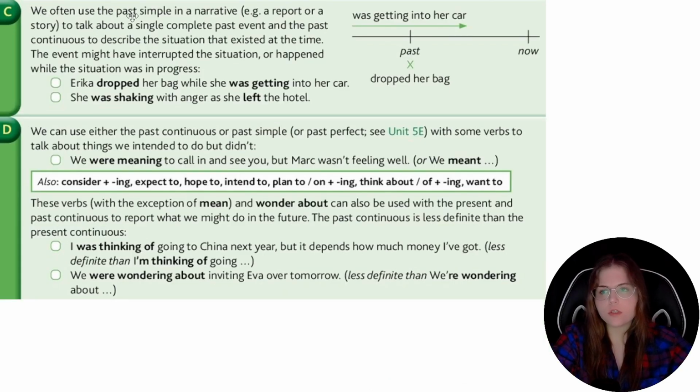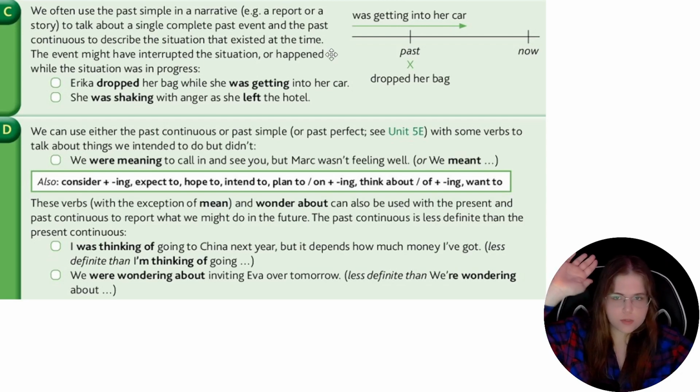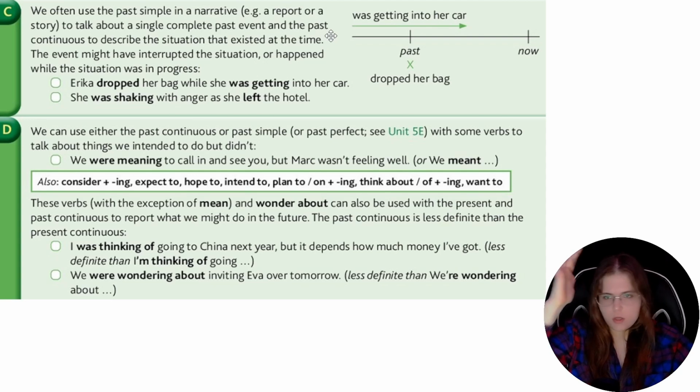We often use the past simple in a narrative, for example, a report or a story, to talk about a single complete past event, and the past continuous to describe the situation that existed at the time. Like on the background, for example, the birds were singing, the sun was shining, and I was walking home, and so on. The event might have interrupted the situation or happened while the situation was in progress.